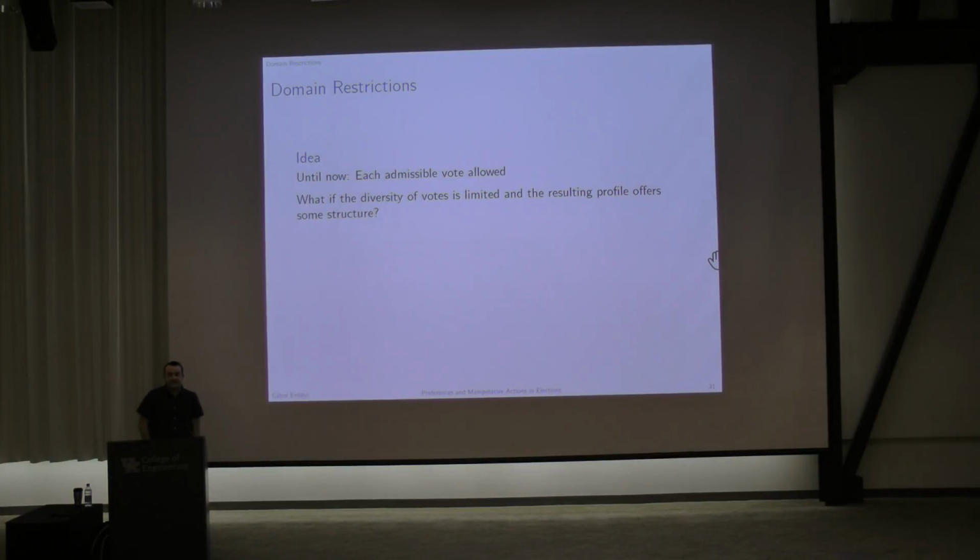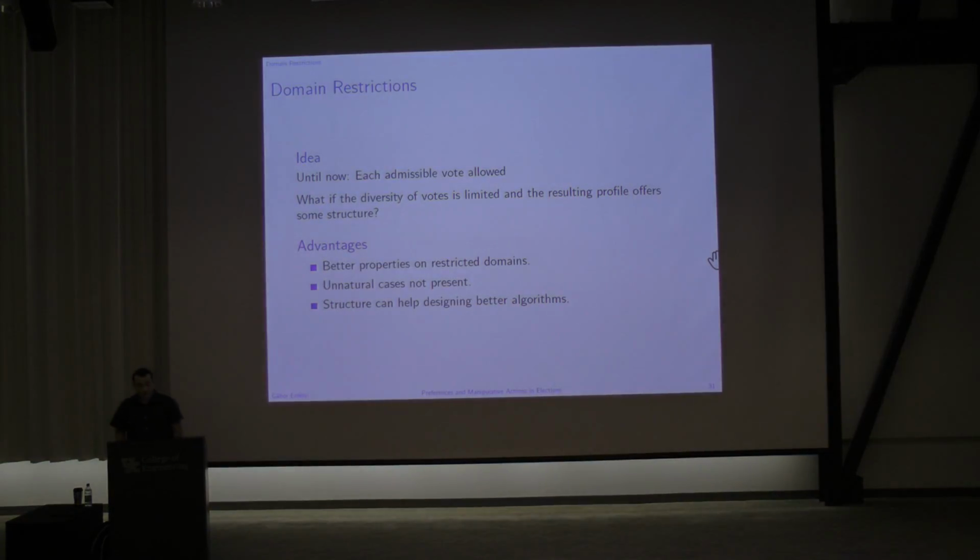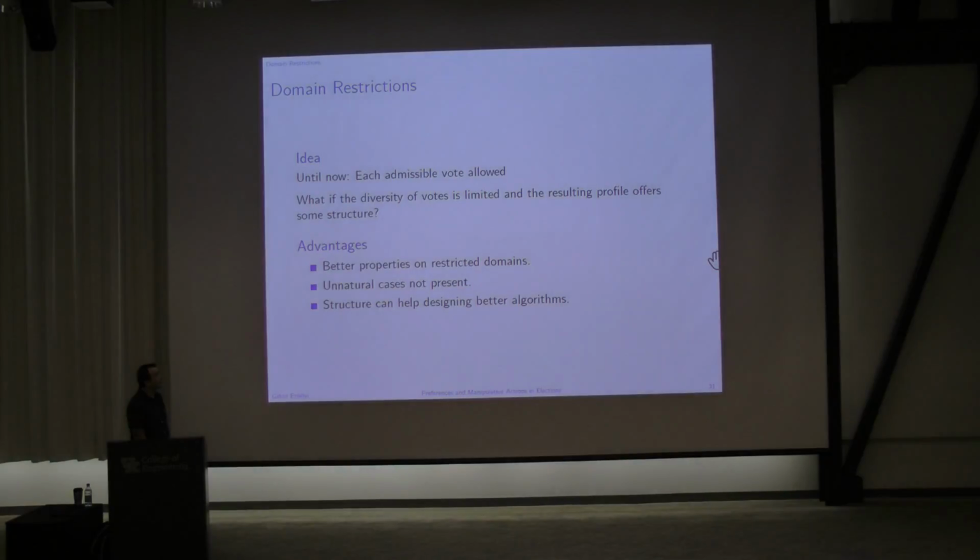So the idea here is, until now, each admissible vote was allowed, but what if the diversity of votes is limited and the resulting profiles offer some kind of structure, as I just mentioned a minute ago? What kind of advantages can we get here? First of all, we can get better properties for these restricted domains. What are the properties? Let me show you on the next slide. We can rule out unnatural cases, and structure can help us design better algorithms.